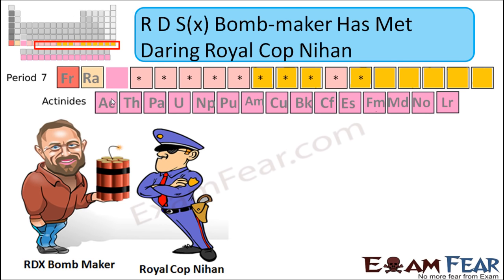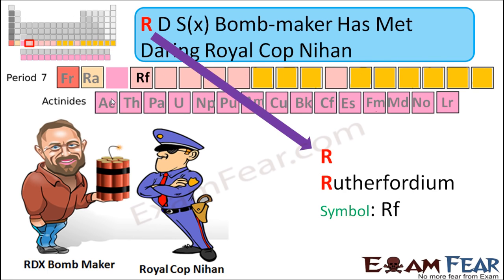Now let's move on to the remaining elements of period 7. So what do you see on the screen? We see an RDX bomb maker, and he has been encountered by the royal cop named Nihan. So our tip here is: RDX bomb maker has met daring royal cop Nihan.